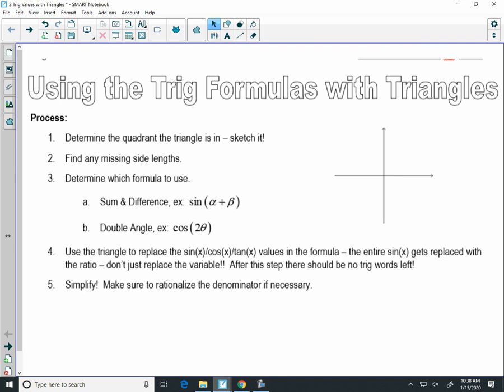Go. Yesterday was unit circle. Today is sum and difference and double angle with triangle. So these are right triangles. Here's the first thing. It's how you draw your triangle.